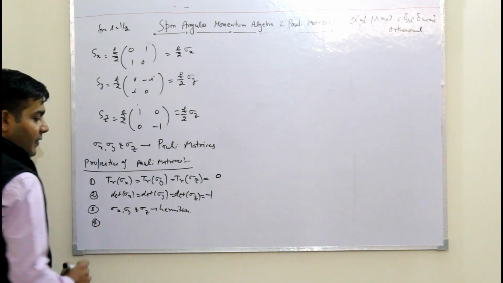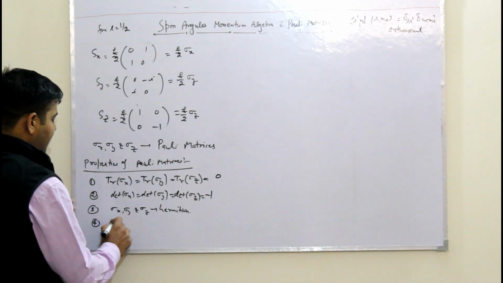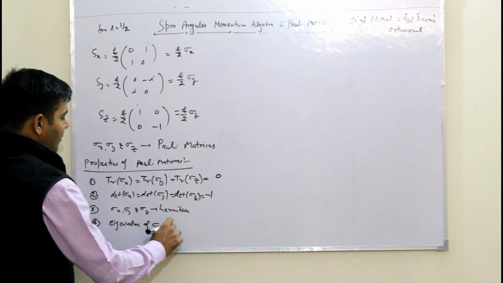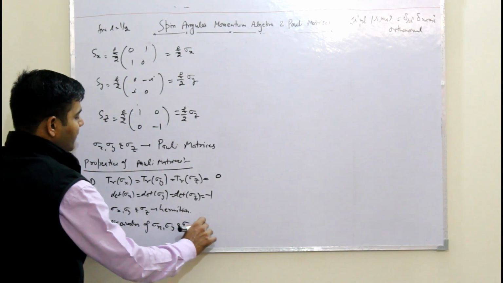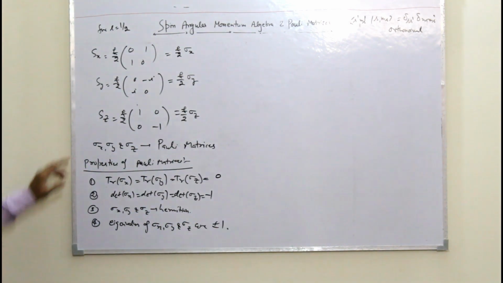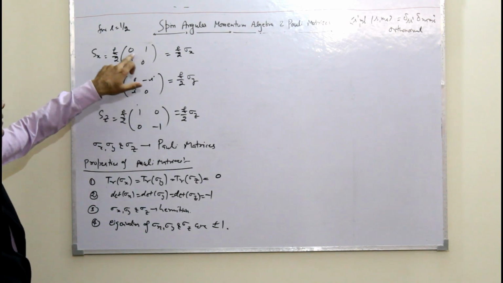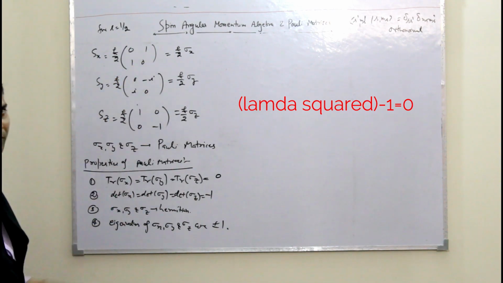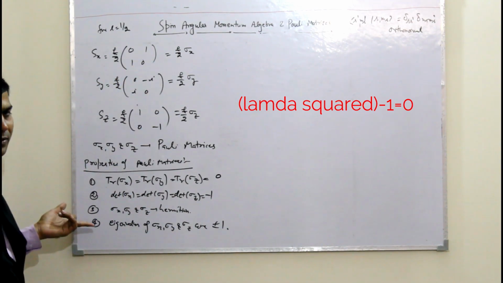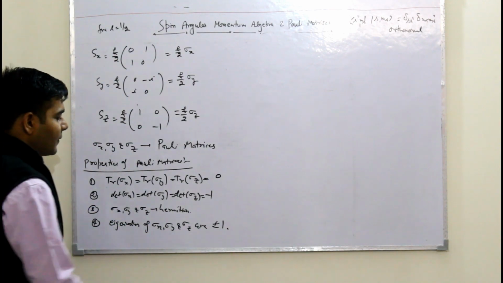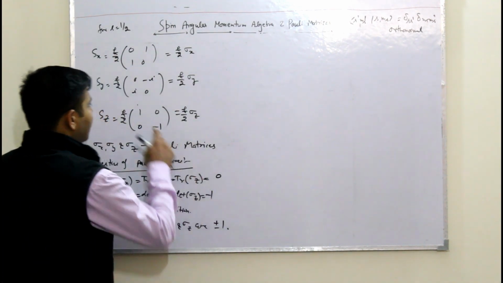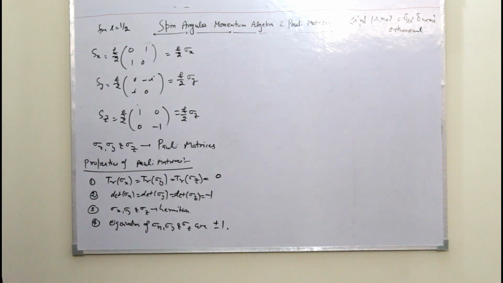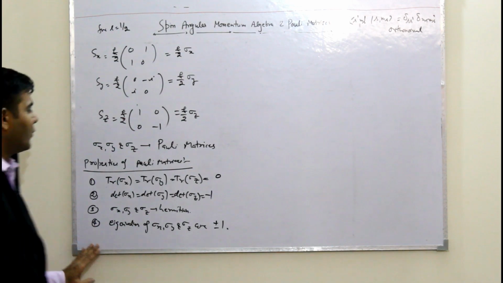Since they are Hermitian, they will have real eigenvalues, and the eigenvalues of sigma x, sigma y, and sigma z are plus minus 1. If you calculate, for example, if you subtract lambda from both the diagonal elements, lambda square minus 1 will equal 0, so lambda square will equal plus 1, which is lambda is plus minus 1. So their eigenvalues are plus minus 1. Similarly, we can check this and this also. Okay, so that's the fourth property.